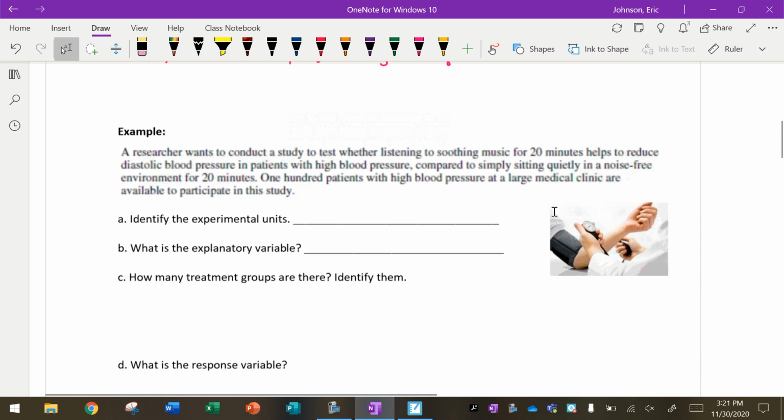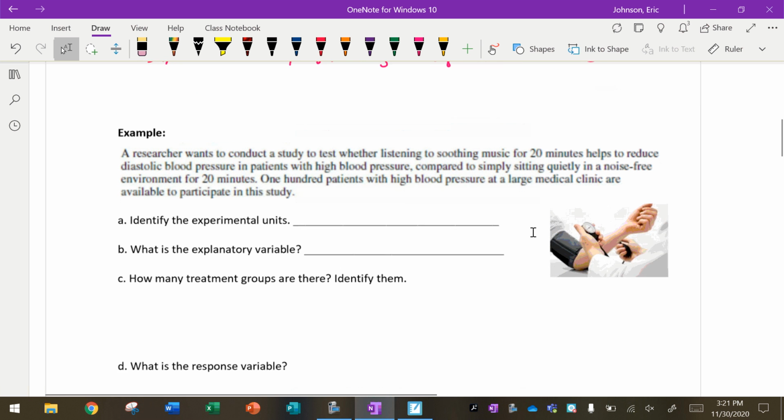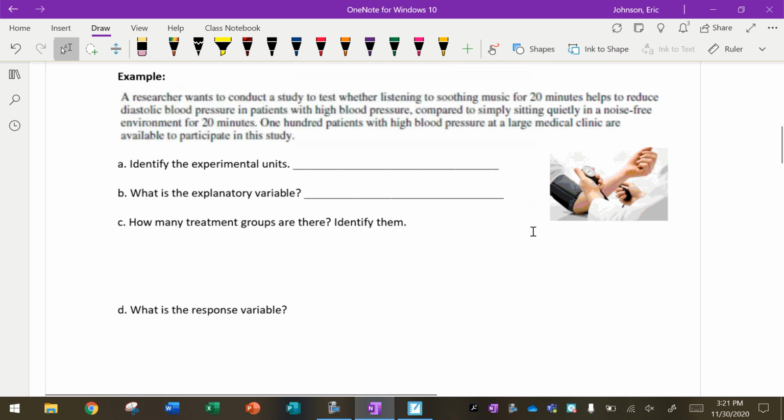All right, so let's go through an example, and we're going to tie in the vocabulary from day 1. A researcher wants to conduct a study to test whether listening to soothing music for 20 minutes helps reduce systolic blood pressure in patients with high blood pressure, compared to simply sitting quietly in a noise-free environment for 20 minutes. 100 patients with high blood pressure at a large medical clinic are available to participate in the study.